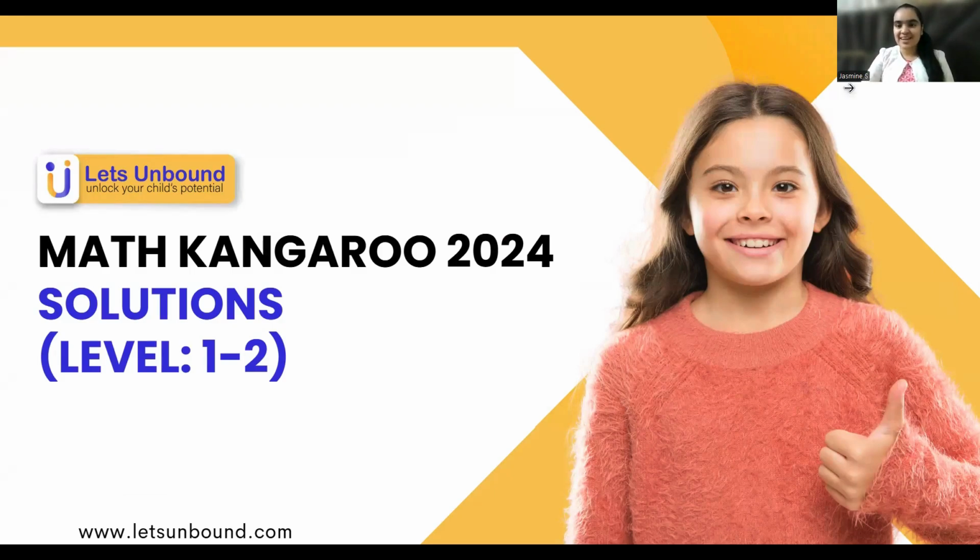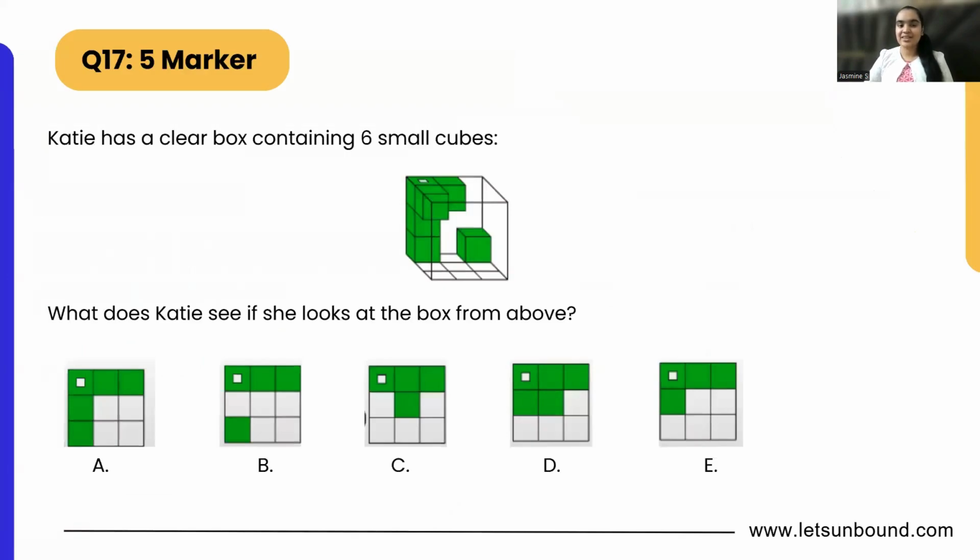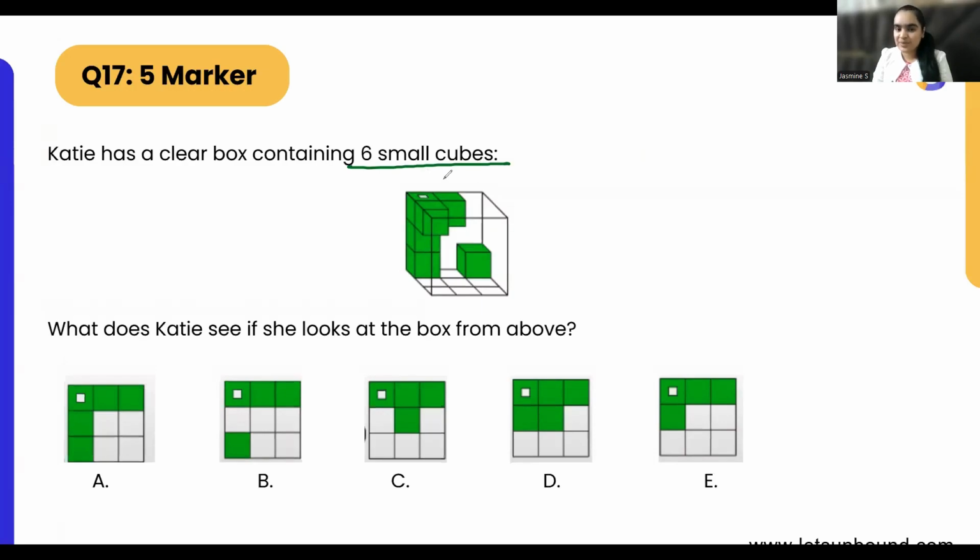Okay, so let's get started with our very first question. Katie has a clear box containing 6 small cubes. So we can see this box, right? In which we can have multiple cubes. But Katie is only having how many cubes? 6 cubes, right? One is over here, one is here, and these all are the cubes which are there in this box.